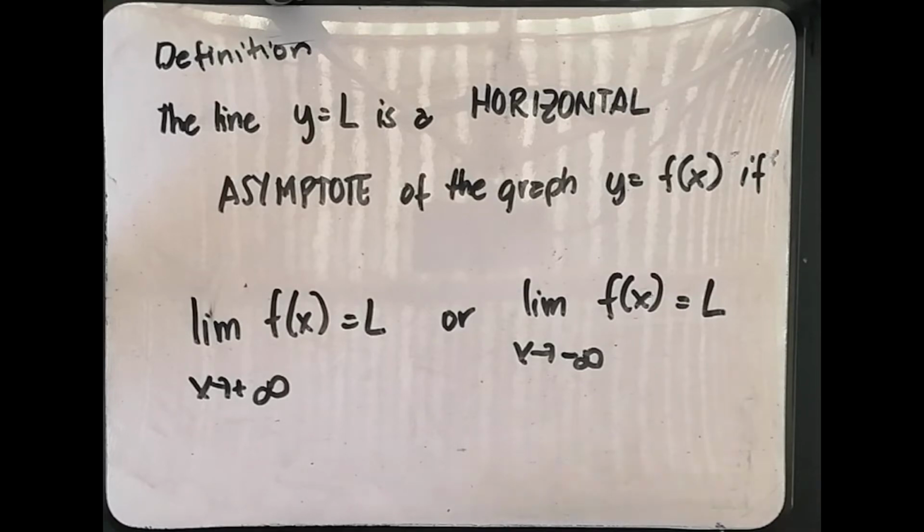Another important concept in limits at infinity is horizontal asymptote. So we say that the line y equals L is a horizontal asymptote of the graph y equals f of x if the limit of f of x as x approaches positive infinity is equal to L, or the limit of f of x as x approaches negative infinity is equal to L. It is important to note that the horizontal asymptote only shows the end behavior of our function as x increases or decreases without bound.